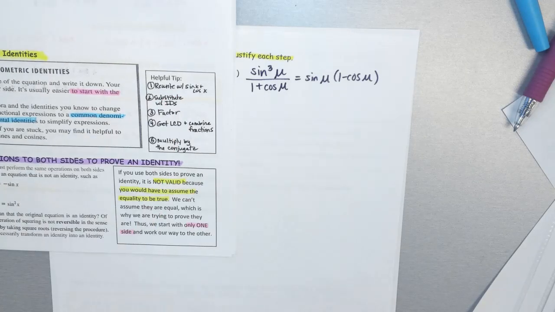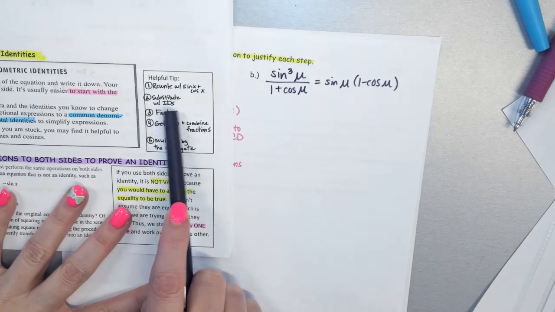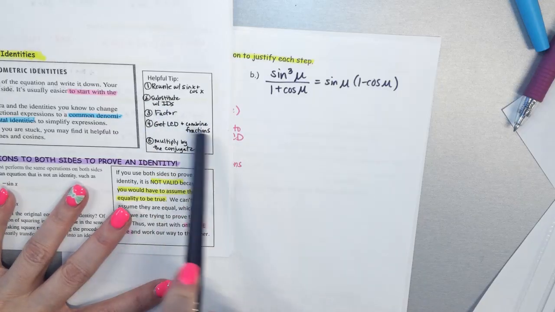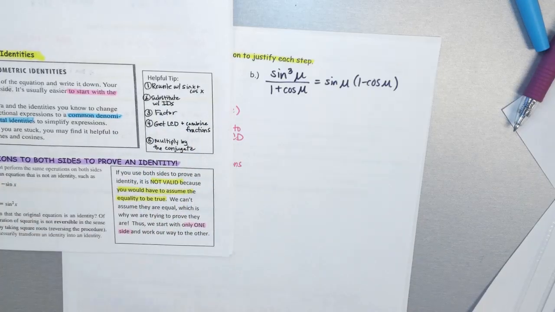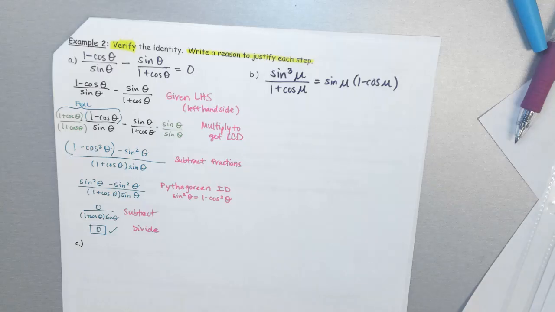So the first thing is try to rewrite with sine and cosine. We're going to substitute with identities. We might have to factor, get the least common denominator and combine fractions, or multiply by the conjugate. Yesterday we did a lot with rewriting with sine and cosine and substituting with identities. Today I'm going to show you some of these as well. And again, there's more than one way to do this. We're just going to go through a few things so you get exposed to different methods.